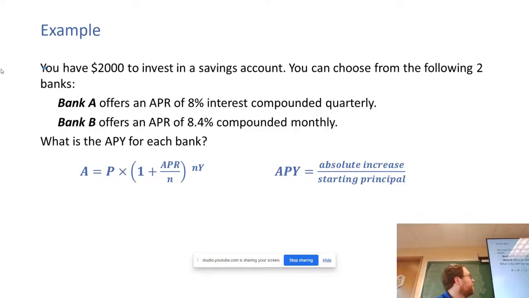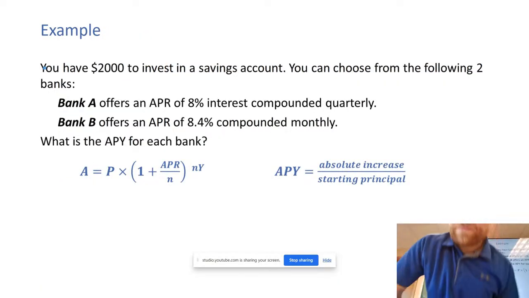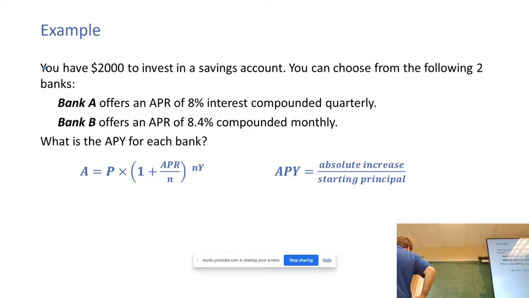So they have an example here. So you have $2,000 to invest in a savings account. You can choose from the following two. Bank A offers an APR of 8% compounded quarterly, and B offers an APR of 8.4% compounded monthly. The question is, what is the APY for each bank? But we could figure this out.